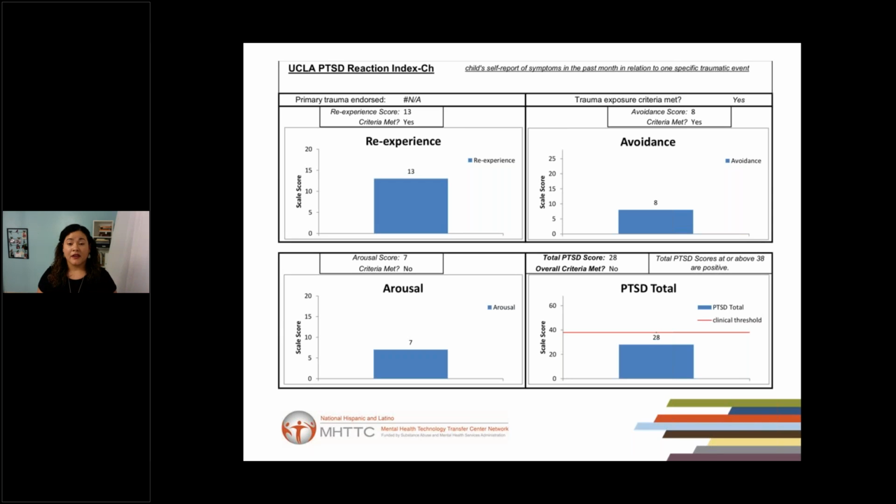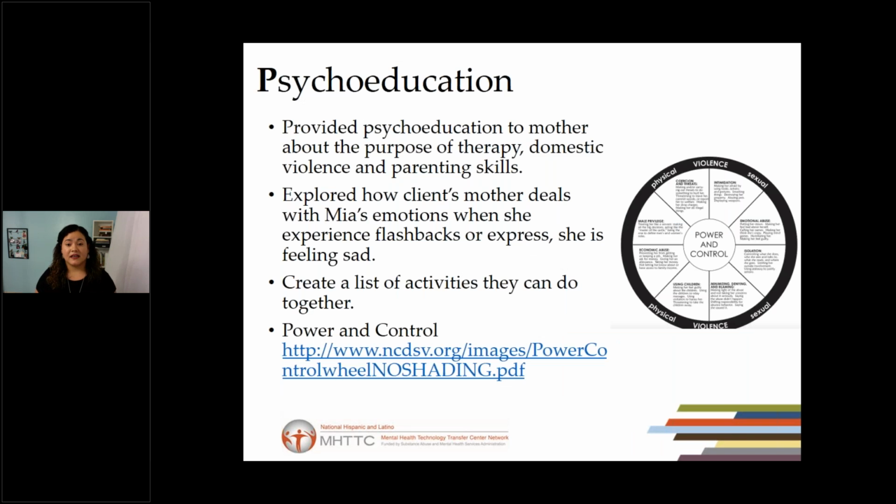So now I will provide a little information about the different components and what we did in therapy through all those components. I hope this could be helpful and you can have some ideas of what to do with your clients or Latino clients while you're delivering the TF-CBT. So through adaptation, as I explained, I take extra time doing this.